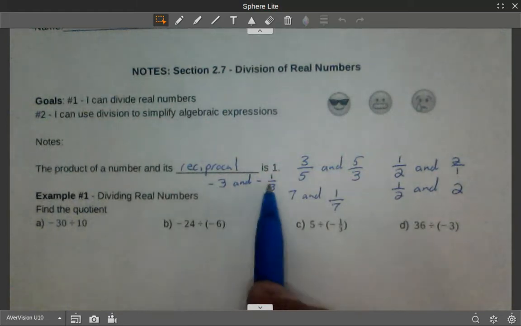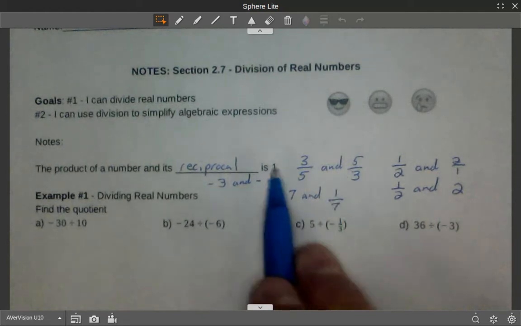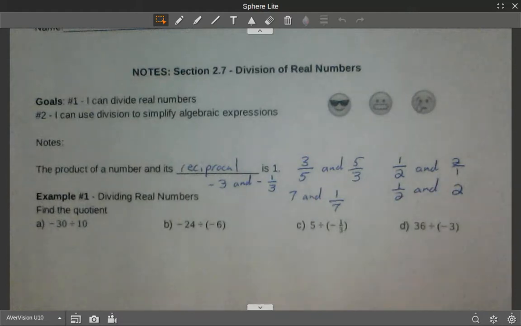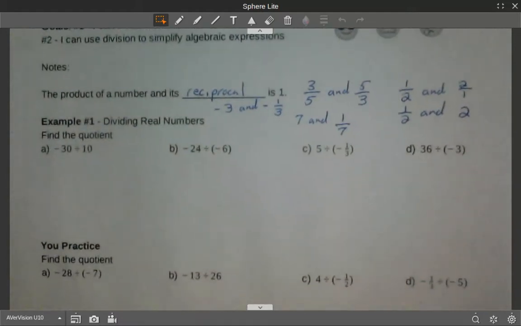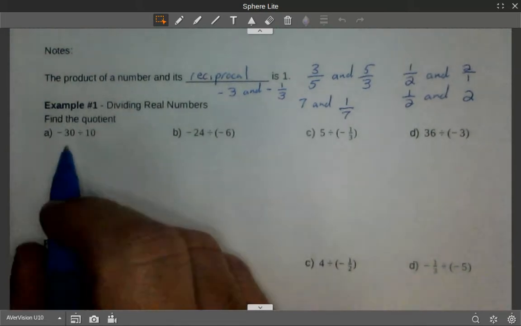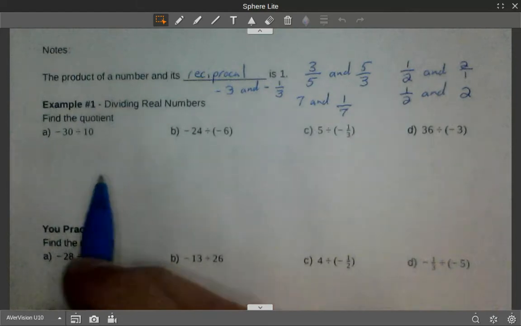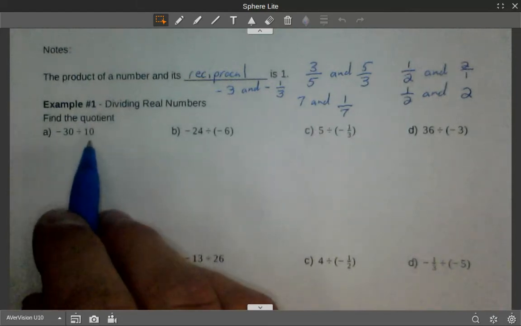So if I take any of these numbers and I multiply them, I will always get 1. So if I take this times this, it's 1. This times this is 1. This times this is 1, and so on. So what we want to do is find the quotient. To find the quotient, I'm sure you guys can do most of this in your head, but if we wanted to, we could also change this to a multiplication problem.